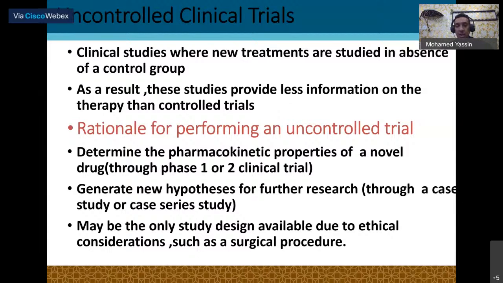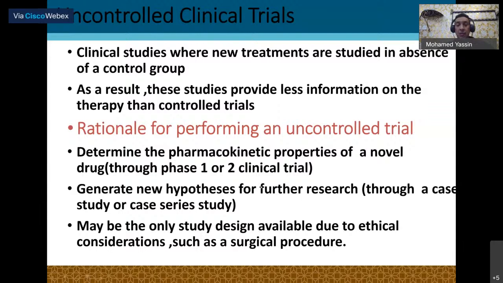The second common example is if you want to generate a new hypothesis for further research. If you want to generate a hypothesis, usually the evidence is coming from observations. Observations are usually generated from case reports, case series, and then we can go to a pilot study. When you have a case report or a case series, you have a small number, and you are at the stage of testing the hypothesis. So you cannot randomize people or do blinding before you test your hypothesis at a smaller scale and make sure that what you are testing is really true. So an uncontrolled trial is used in generating a new hypothesis for further research.